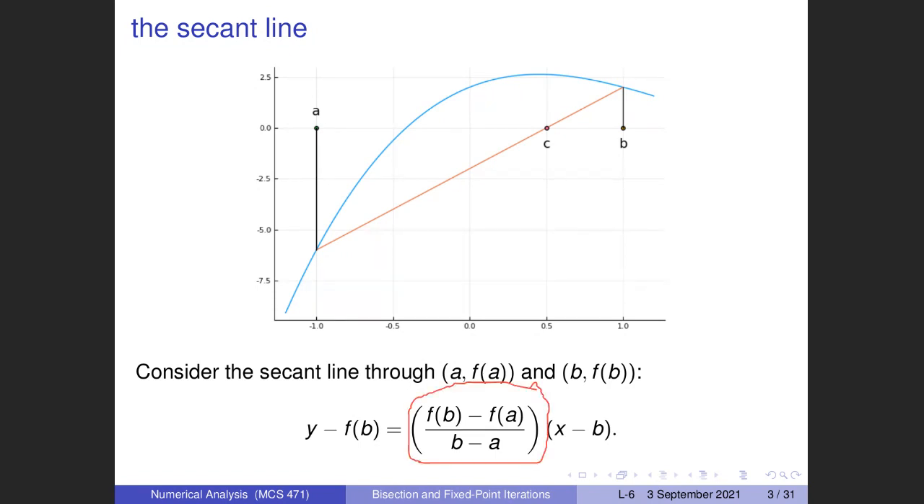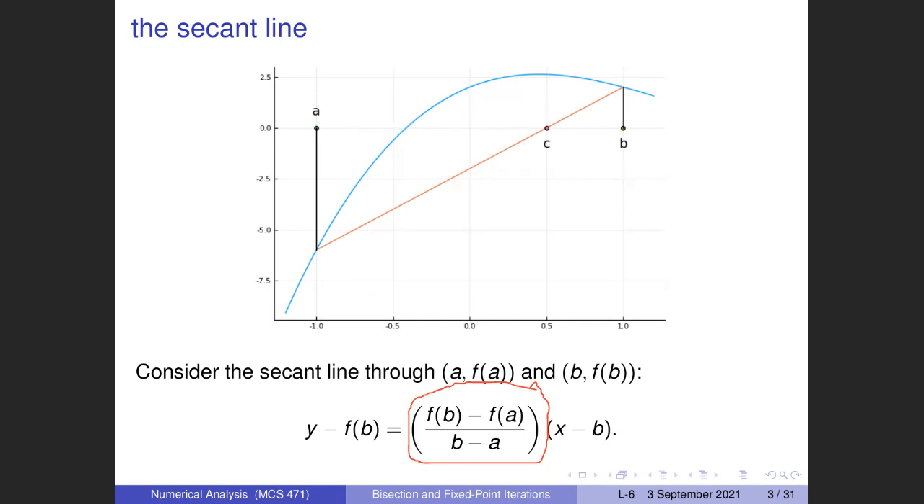So we have the two endpoints, A and B, and we construct what is called the secant line. In the limit, if A is very close to B, then the secant line is indistinguishable from the tangent line. And that is the geometric intuition for why the secant method can converge just as fast as Newton's method. All right, so that's the idea.